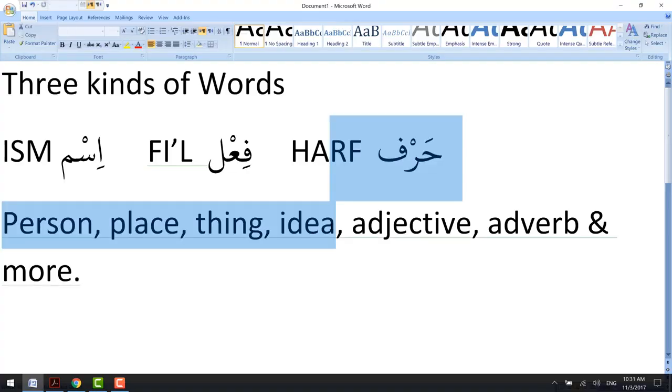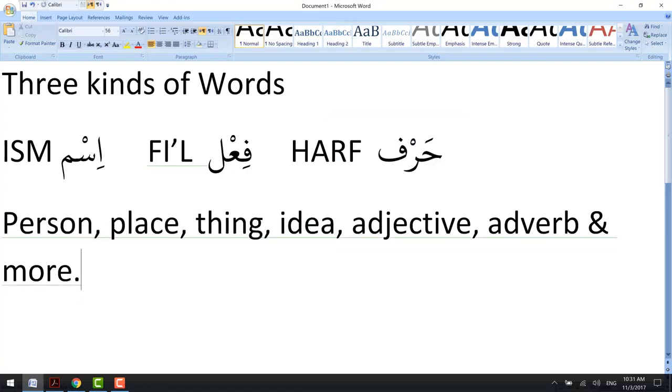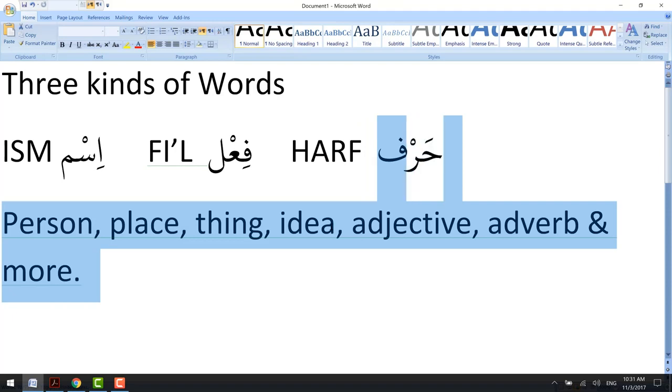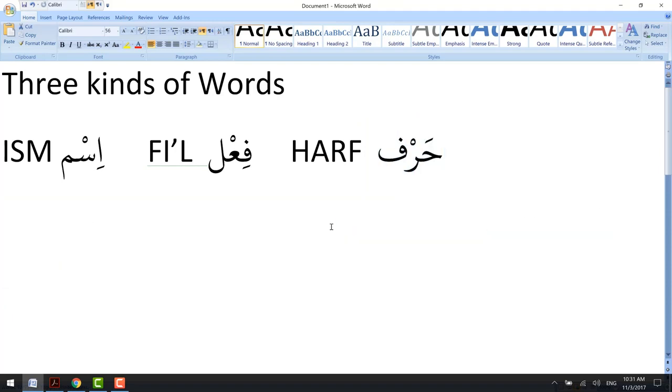What I'd like to do now is for you to close your eyes and see if you can say this definition with me without looking. And even if you open your eyes, I took it off the screen. An ism is a person, place, thing, idea, adjective, adverb, and more. Before you go any further, pause this and see if you can say it to yourself, okay? Person, place, thing, idea, adjective, adverb, and more.